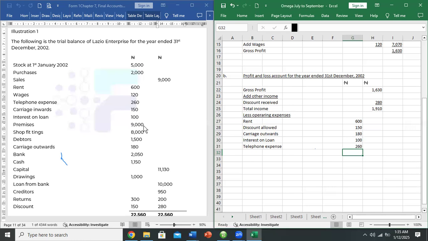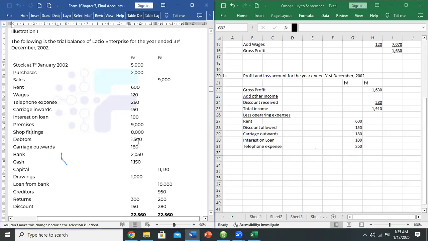Next, premises. Premises is an asset. Okay, it's a fixed asset, so it will not come to the profit and loss account. We don't bring fixed assets in the profit and loss account. So premises will not come here. Shop fittings is also another fixed asset, so will not come in here. The next one is debtors. Debtors are current assets, and assets are not supposed to be here. Carriage outwards, we have it in our profit and loss account. Good.